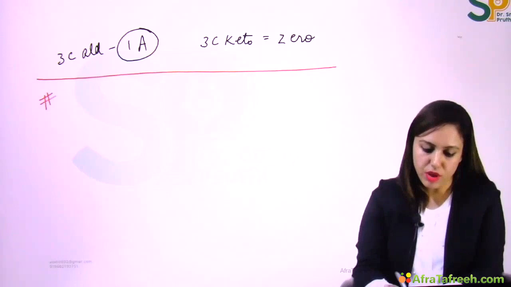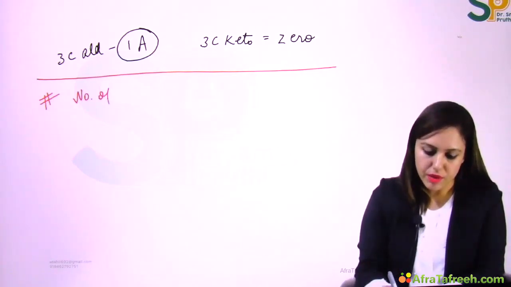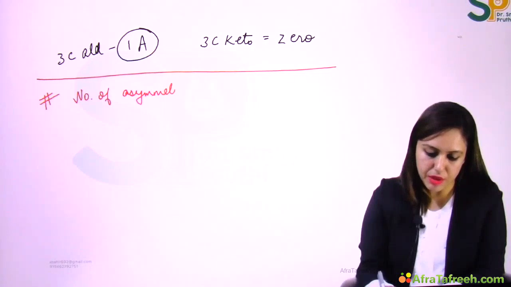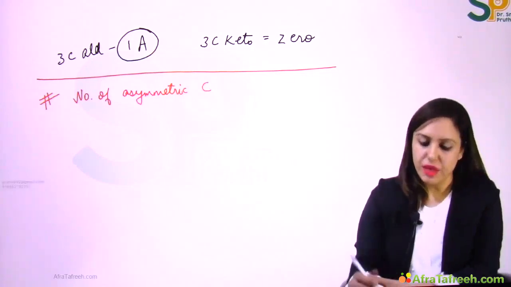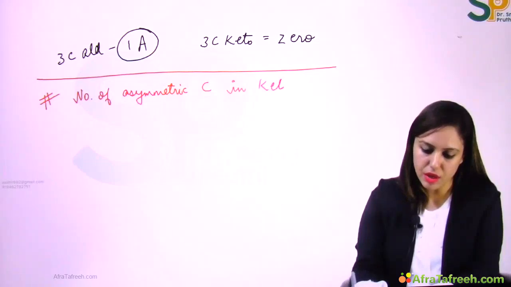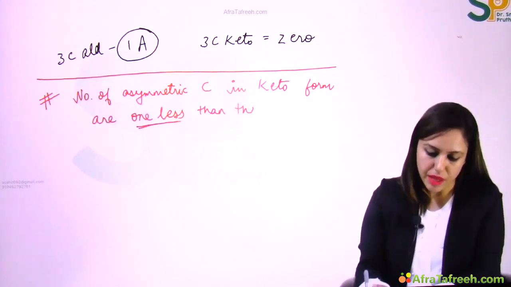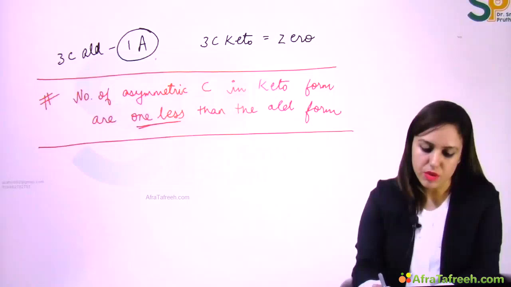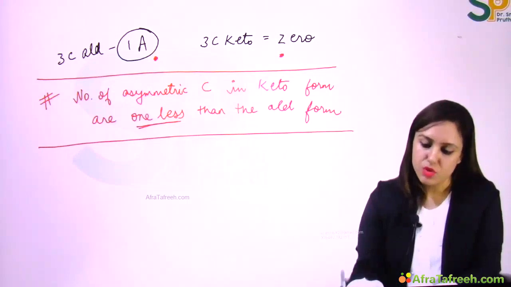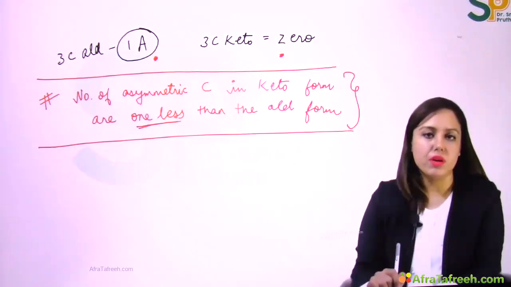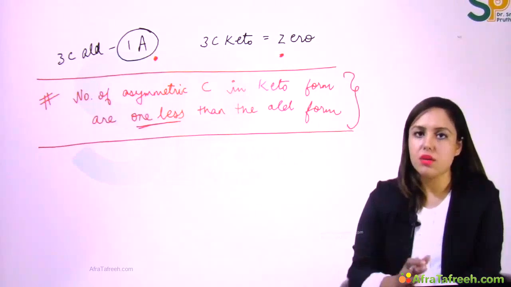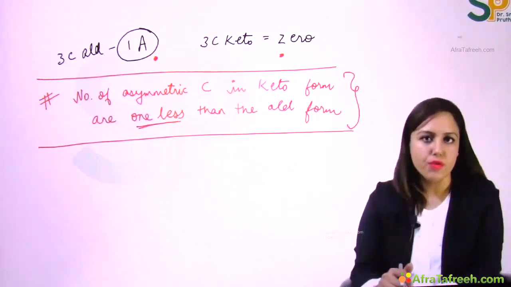And one general statement I will tell you here, that the number of asymmetric carbons in keto form is one less than the aldehyde form, right? You can see the example here. There is one asymmetric carbon in the aldehyde form, but there is 0 asymmetric in the keto form. So we can say that the number of asymmetric carbons in keto form is one less than the aldehyde form.